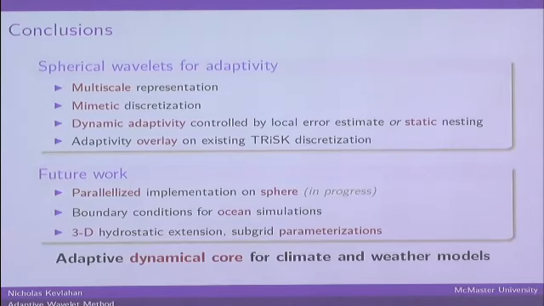So we're using spherical wavelets for adaptivity. It's a multi-scale representation. It's a mimetic discretization. And we have dynamic adaptivity controlled by a single local error estimate. This is the relative tendency error. Or you could define static grids. So we could just even more easily, in fact, define a static high-resolution region. And the adaptivity is an overlay on the existing Trisk discretization.